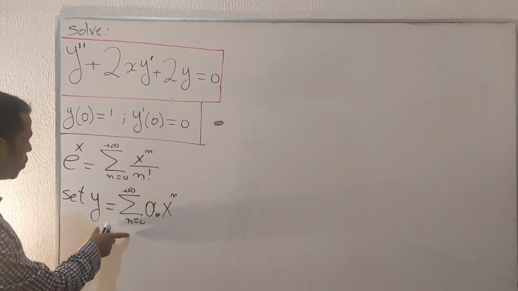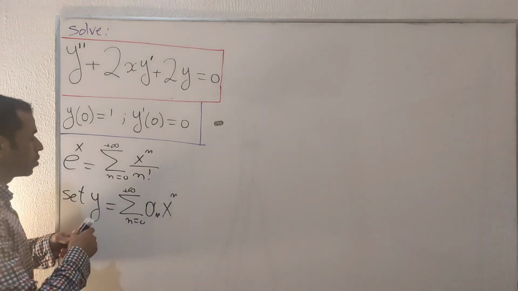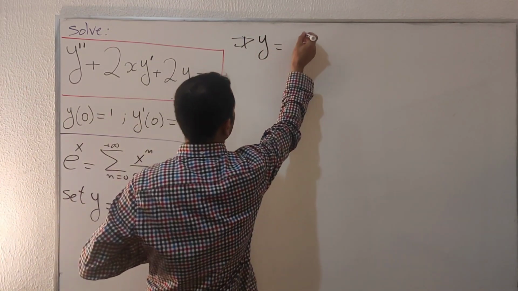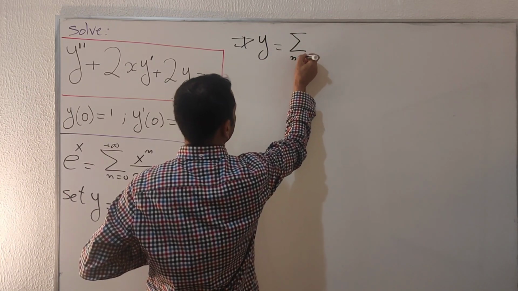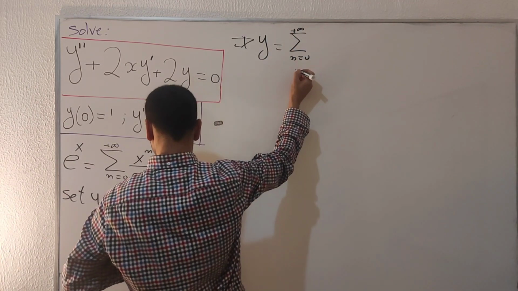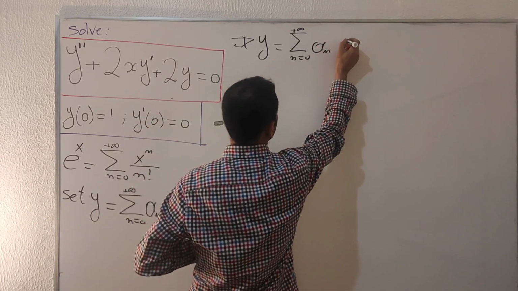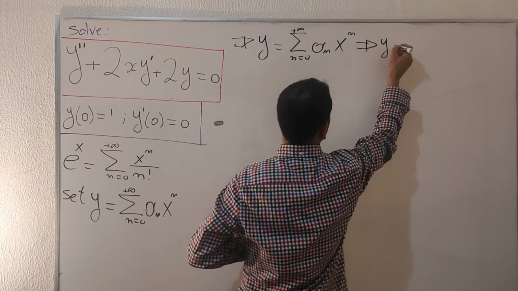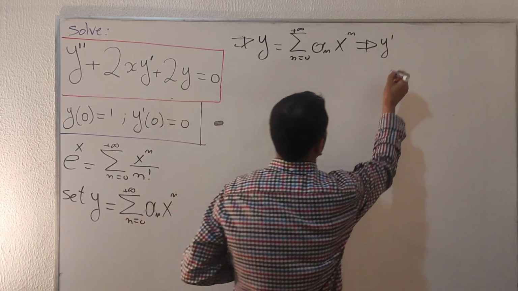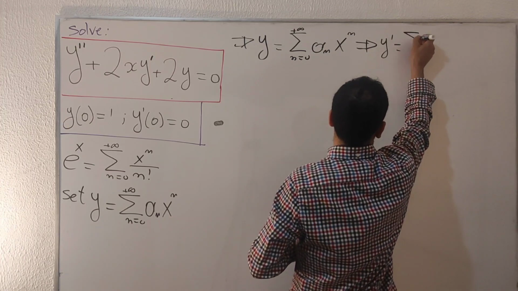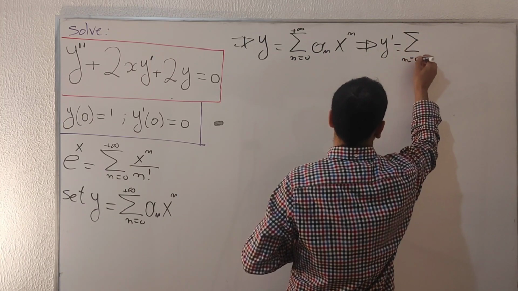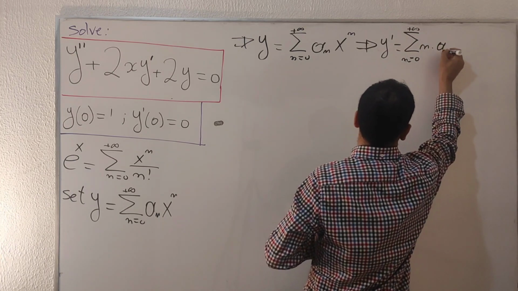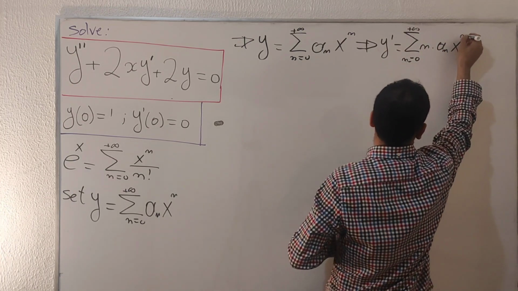I'm going to calculate the first derivative of this one. So we have y equals the sum as n goes from 0 to plus infinity of e sub n multiplied by x to the n. The first derivative gives me the sum as n goes from 0 to plus infinity of n multiplied by e sub n multiplied by x to the n minus 1, like this.